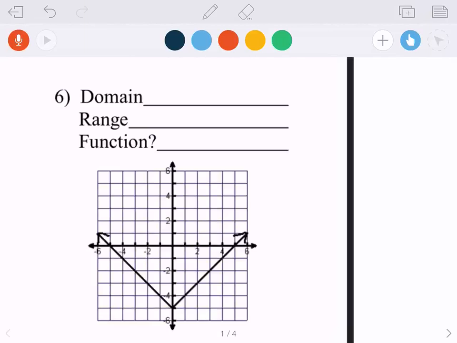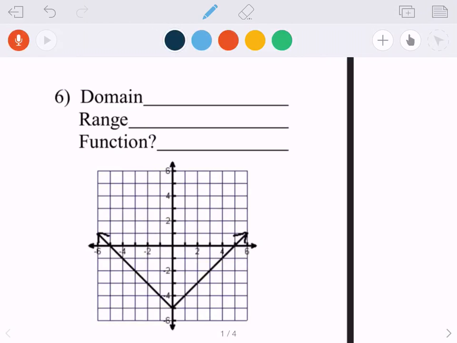Today's video is on domain and range of functions. And these specific examples I'm going to go over, these are continuous graphs. So these can be a bit confusing at first. You kind of have to use your imagination a little bit on some of these.